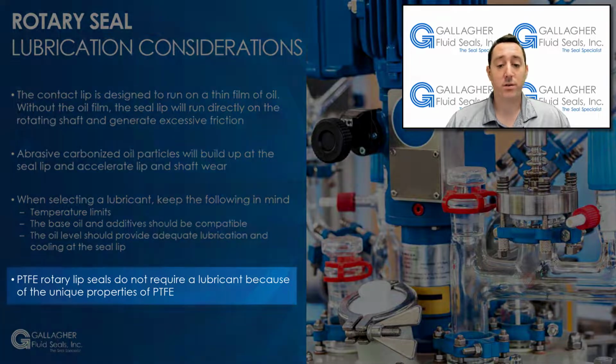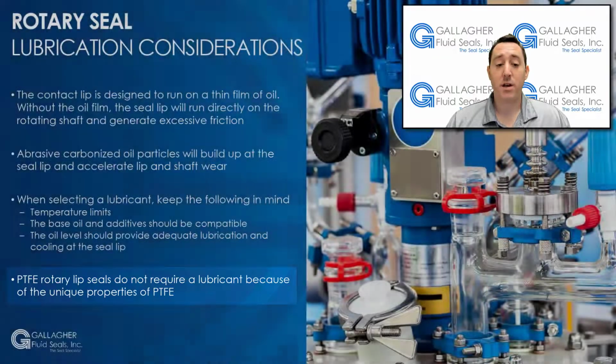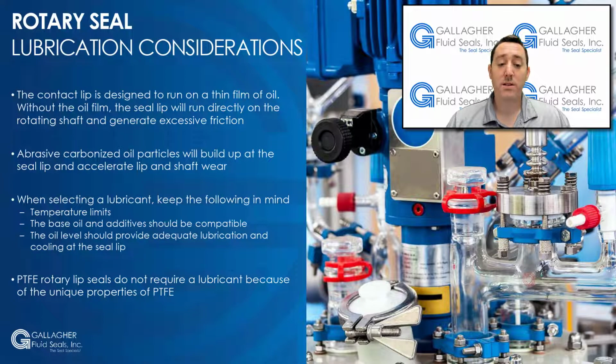PTFE rotary lip seals do not require a lubricant because of the unique properties of PTFE. Over time, amounts of the PTFE material from the lip will wear on the shaft, forming a layer of PTFE which enhances the sealing performance of the seal. Very challenging applications will engineer this dynamic into the design of the seal, requiring a certain amount of, quote, break-in after seal installation before the system will perform optimally.